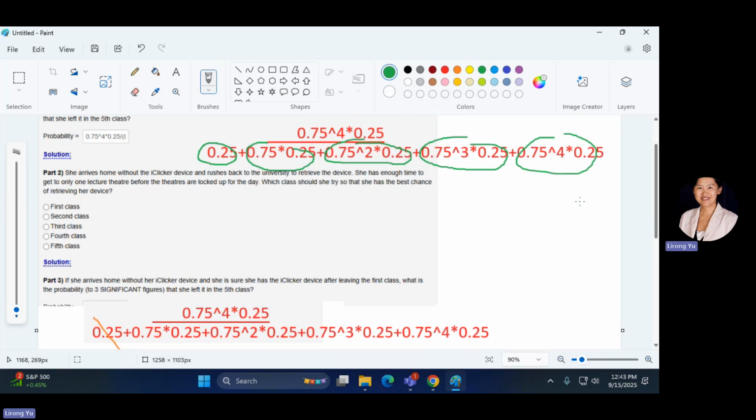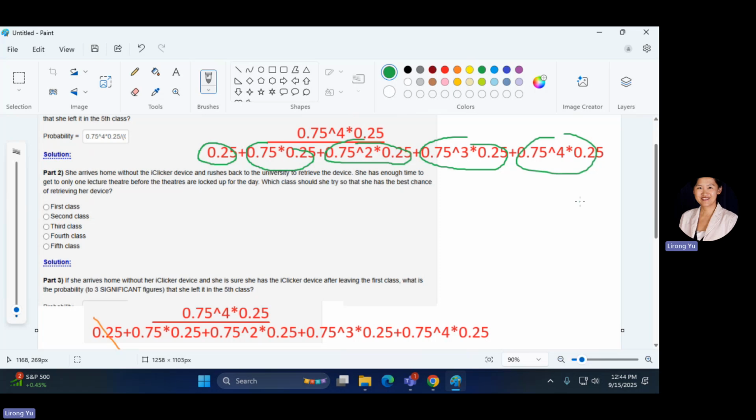What is the probability she will leave it in this class? Oh, it's a numerator. So this is not conditional probability. Those we have to do division because we said if this happens, what is the probability of that? So I have to do a division because it was a conditional probability. Now yours is a pure: what is the probability she left it in this class.